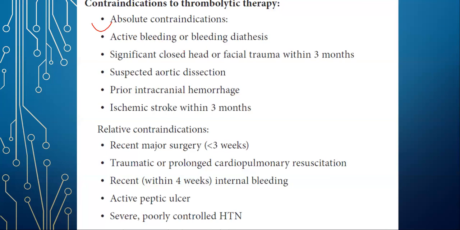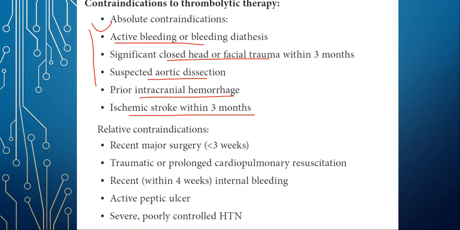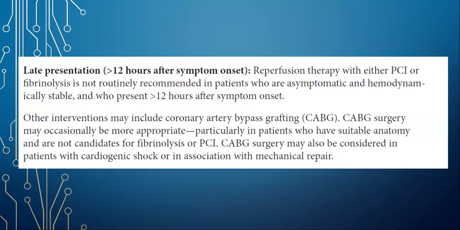But there are some contraindications of thrombolytic therapy. What are those? If a patient has active bleeding or bleeding disorder, significant facial or head trauma within the last 3 months, suspected aortic dissection, prior intracerebral hemorrhage or ischemic stroke within the last 3 months. If any of this is present, then you can't go for thrombolytic therapy. You have to send the patient to the tertiary hospital for PCI.